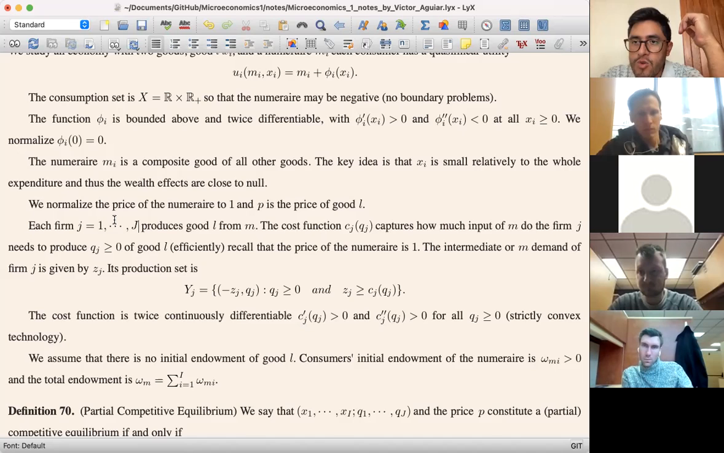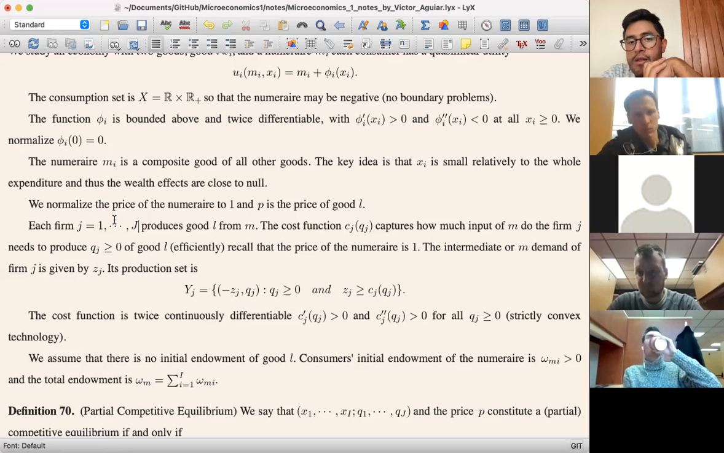Instead, we're gonna use just the cost function. So remember, the cost function is the result of cost minimization, right? So given your production set and given a target output, you minimize costs, and the result of this minimization is going to be called the cost function.